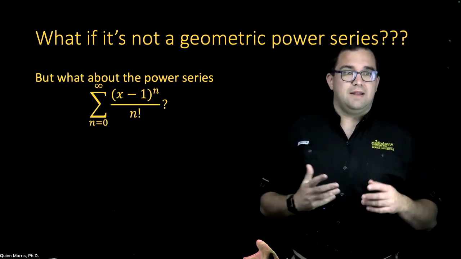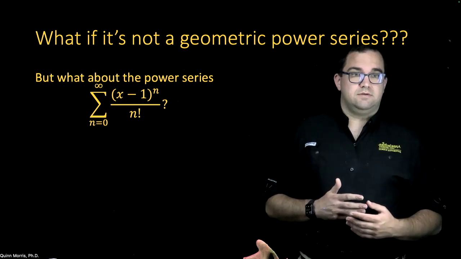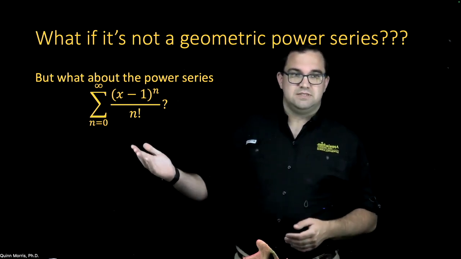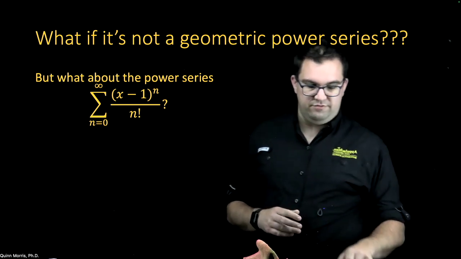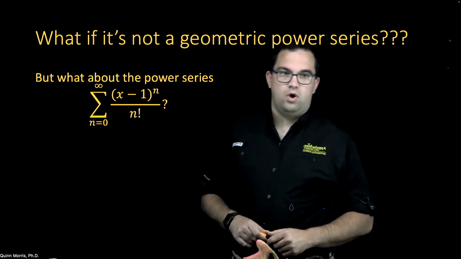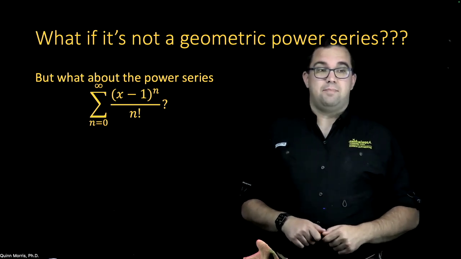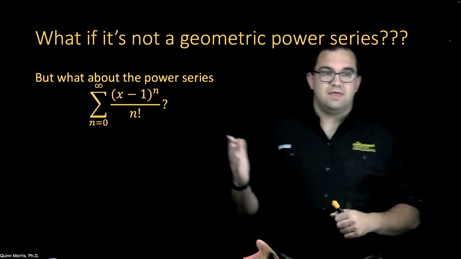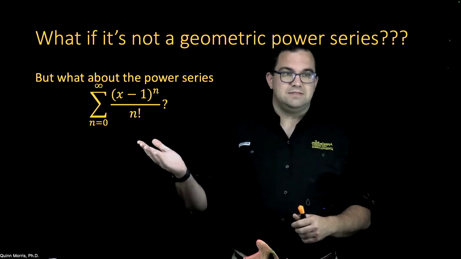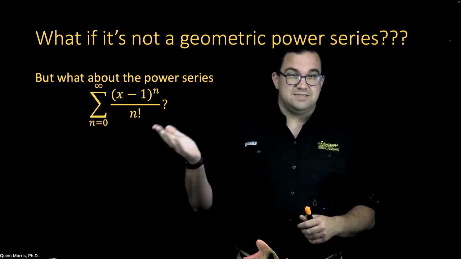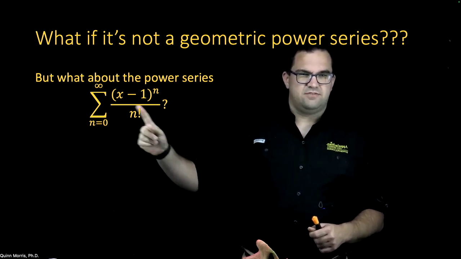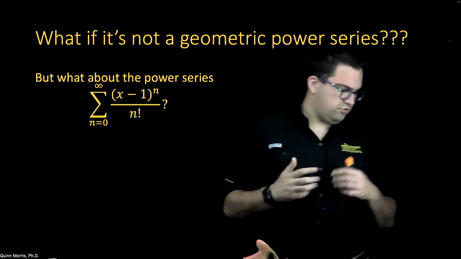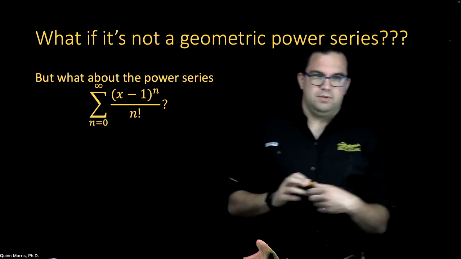But what if it's not a geometric power series? Okay, so what if we have a power series that looks something like this? So what if we had the sum n equals 0 to infinity of x minus 1 to the n divided by n factorial. So now note that there's no way to rewrite this in a form that's like the sum a times r to the n, right? This factorial term is sort of throwing off what we might normally do.